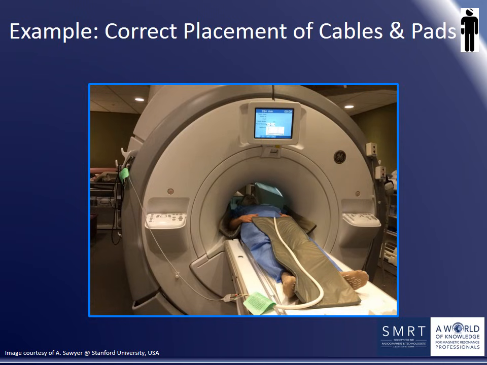Here is a real-life example of the correct placement of leads exiting the scanner for a patient in MRI. Note the pads placed between the patient's arms preventing the patient's skin directly contacting the walls of the scanner bore, and the large insulation pad preventing the cable touching the patient's legs.